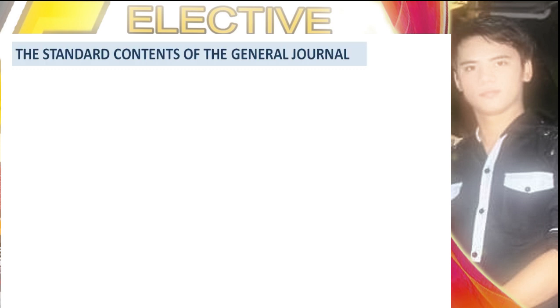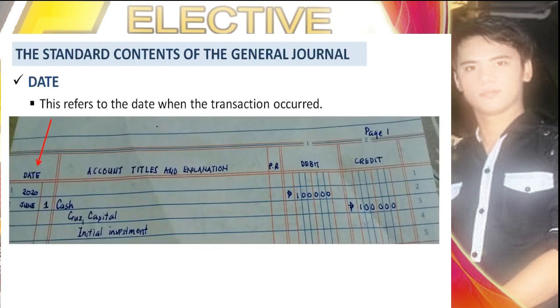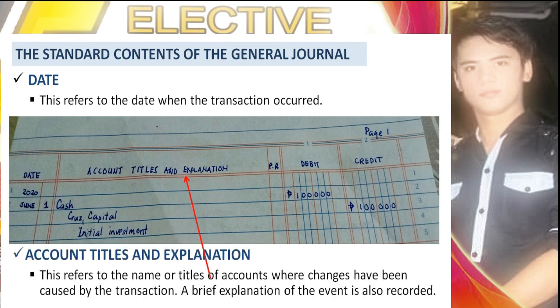The standard contents of the general journal are the date. This refers to the date when the transaction occurred. So in this example, our date here is June 1, 2020. It means that the transaction occurred or happened on June 1, 2020.